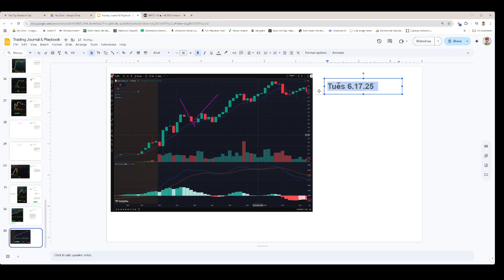For some reason it always goes to gray. I have to change that to black. And then I'm usually putting my size, no, it's like 10. I don't want it too super big, right? Okay, and then I'll put how many shares I bought, what the ticker symbol was.